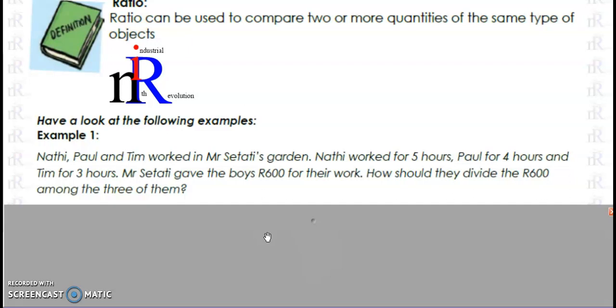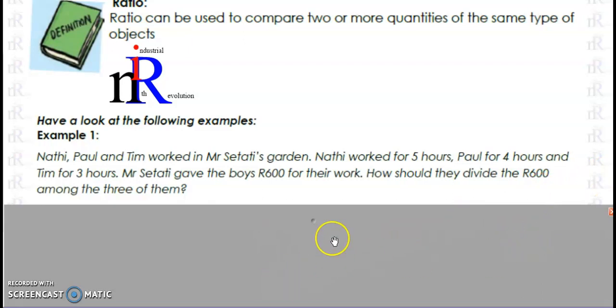Paul worked 4 of the 12 hours. And Tim worked 3 of the 12 hours. So if a person had worked 1 of the 12 hours and there's 600 rand, then the person would qualify for 1 of 12 of the 600 rand. In this instance, Nati qualifies for 5 of 12, Paul qualifies for 4 of 12, and Tim qualifies for 3 of 12 of 600 rand.